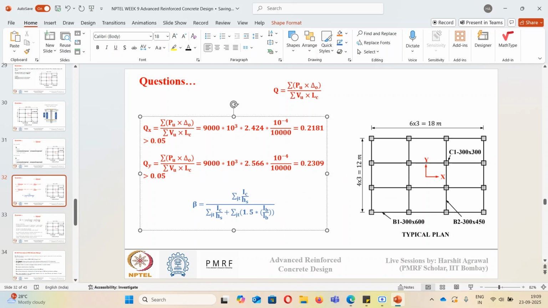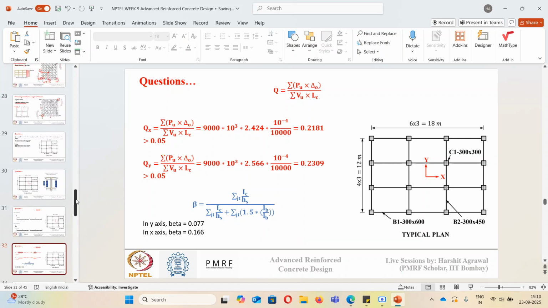So in y direction, when you do the calculation, beta value will come out to be 0.077, and in x direction, when you do the calculation, beta value will come out to be 0.166. Okay, so once we know this beta value, using this alignment chart, we can calculate the k value.